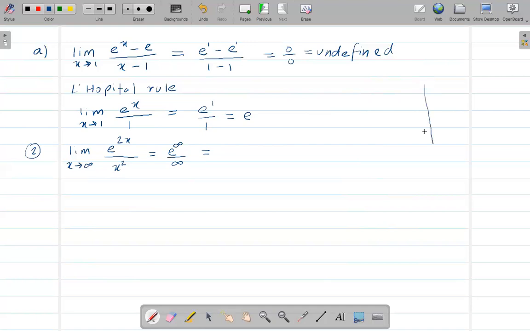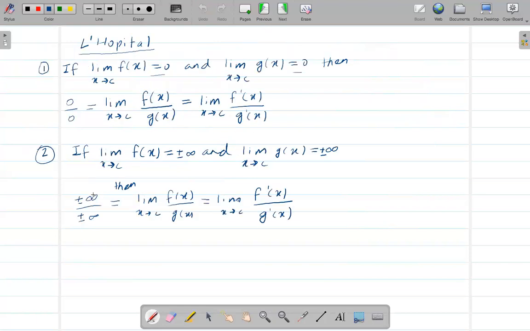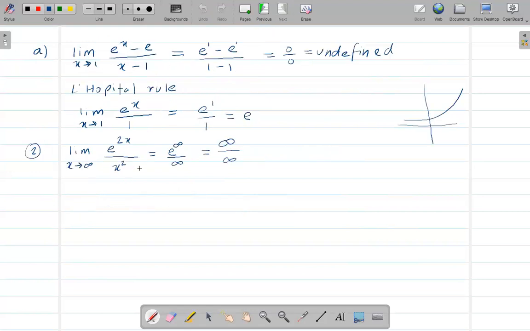If you see the graph of e to the power x, it is something like this, right? So if x goes to infinity, e to the power x also goes to infinity. So that's why on the top there is infinity, and on the bottom there is infinity. So again, we got infinity over infinity. That's why I said here, it doesn't matter if you have plus or minus, if you get infinity divided by infinity, we can use L'Hopital rule again.